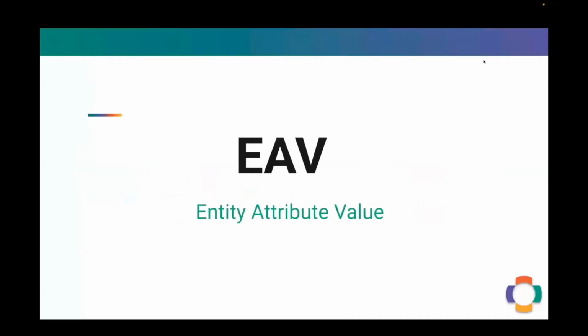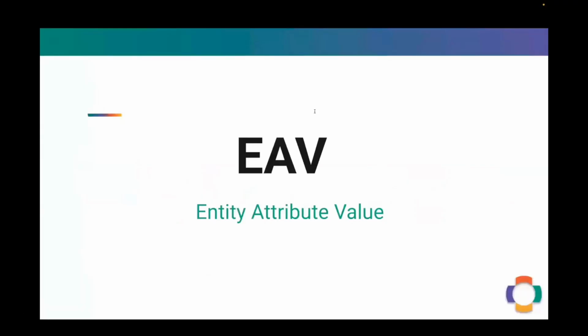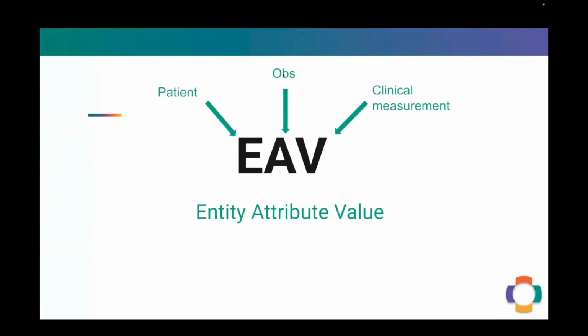Let's first talk about the OpenMRS data structure. We follow a highly flexible data model called entity attribute value. We call it the EAV data model. So basically, the patient is the entity and the observation is the attribute, and there are clinical measurements tied to that observation. And because it's flexible, you can store almost anything like lab results, vitals, diagnoses, forms, surveys, any custom workflow that you can think of.